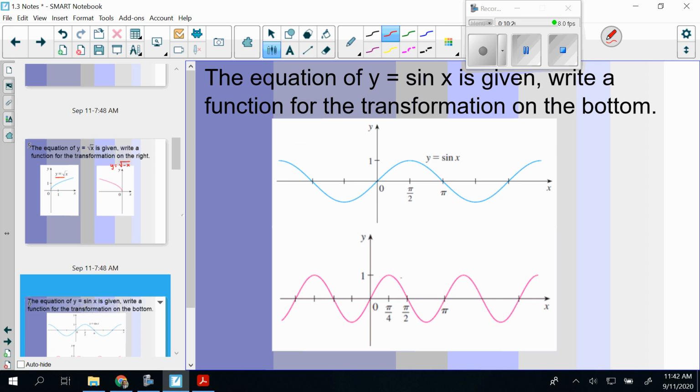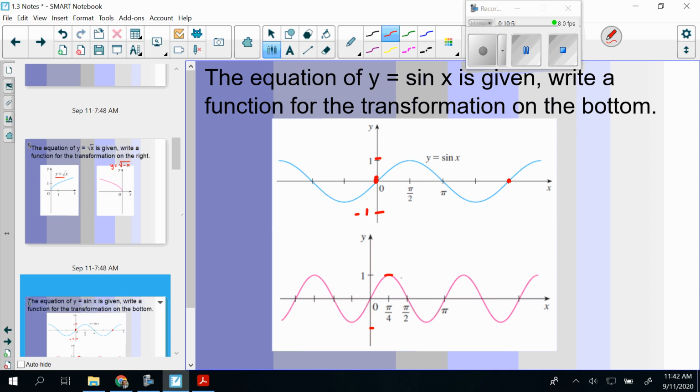Okay, here's a graph of sine x. We've seen that wave before back in trig. The sine x starts at 0 here, goes up to 1 and down to -1, and then it has a period of 2 pi, meaning it starts over every 2 pi. This graph on the bottom seems to have the same amplitude. It's still going between 1 and -1, so nothing there's changed. But you see it has been compressed here.